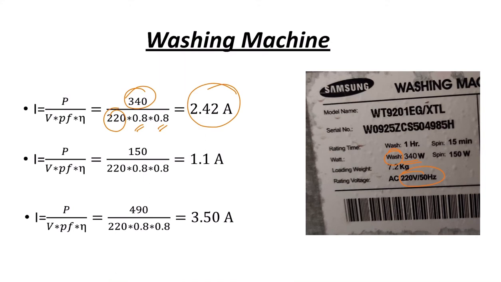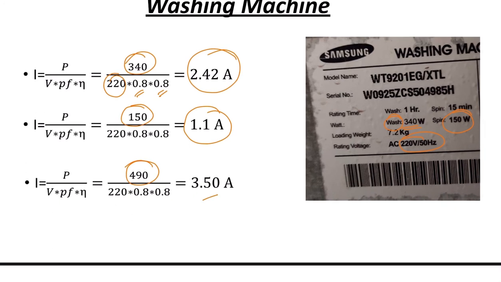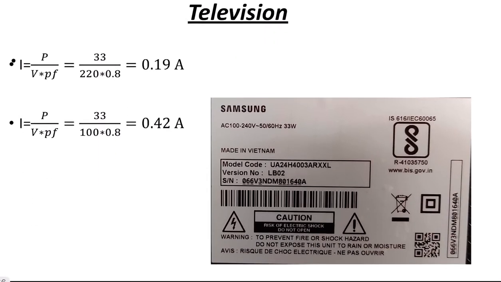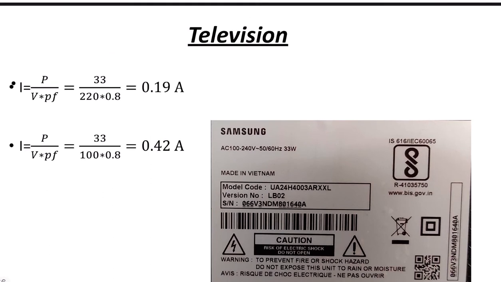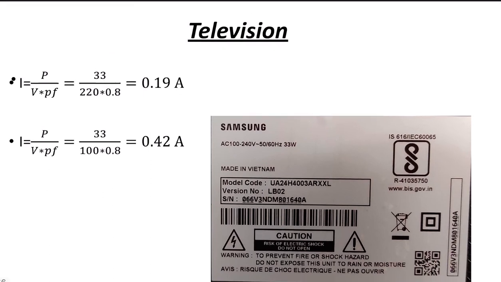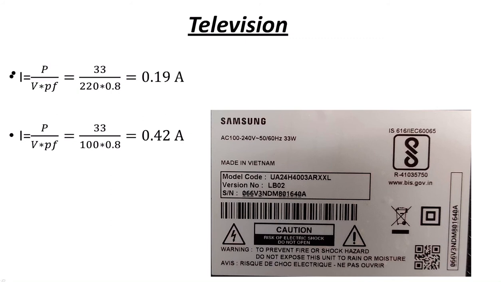When the same machine is used for spinning, as in for drying, the power rating is reduced, so it draws only 1.1 amperes of current. When you go for wash and spin both together, the power rating is further higher, and the total amount of current drawn by this machine is 3.5 amperes. Now a television set is 33 watts, and its power factor is 0.8, so it draws 0.19 amperes of current.